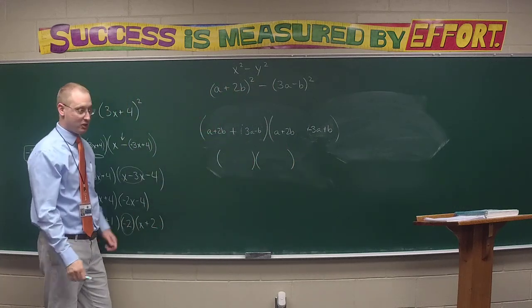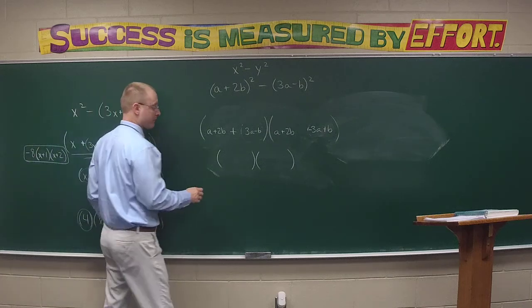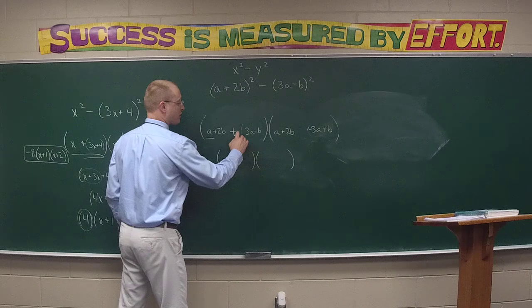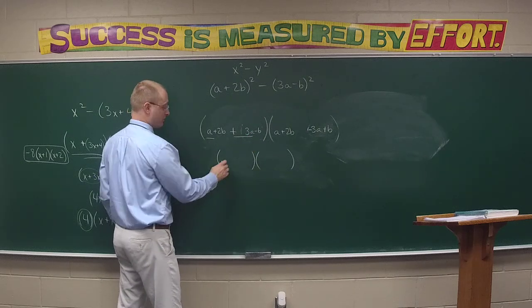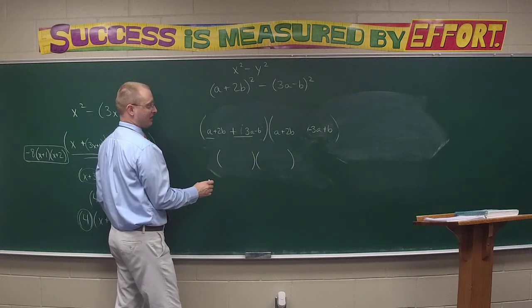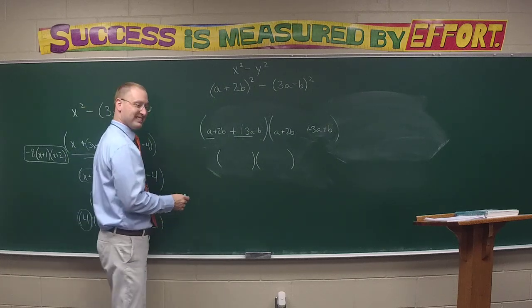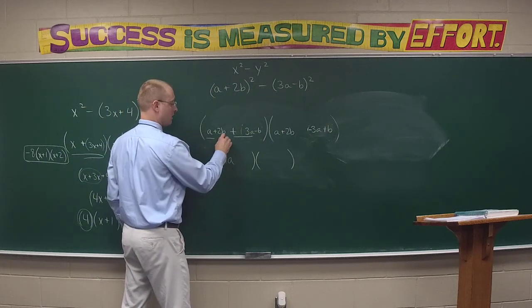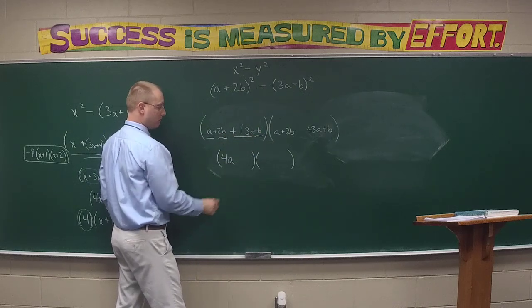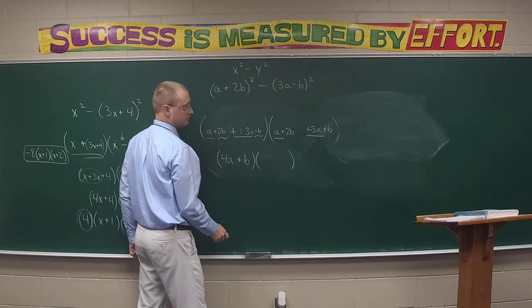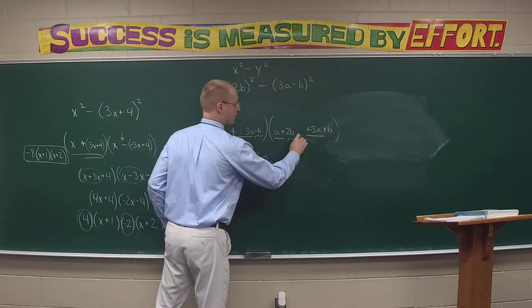Let's go back to Abby. I don't know. Well, a and 3a combine, right? Oh, I was confused on the other one because I wasn't thinking that. I was thinking something else. But, positive 4a, positive b. And then in the other set of parentheses, negative 2a, positive 3b.